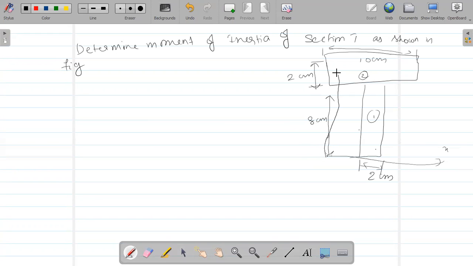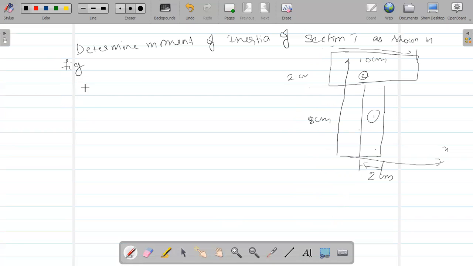Sorry, while writing, it will not be that clear, but we'll try to do it as clearly as possible. Okay, so let us draw this again. So this is my origin. From here, let this be my y-axis. This is my x-axis. So this is given as 8 centimeter.